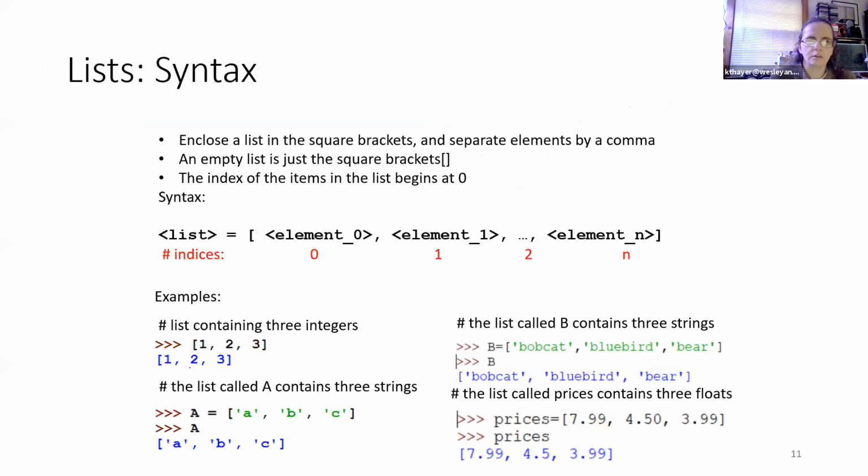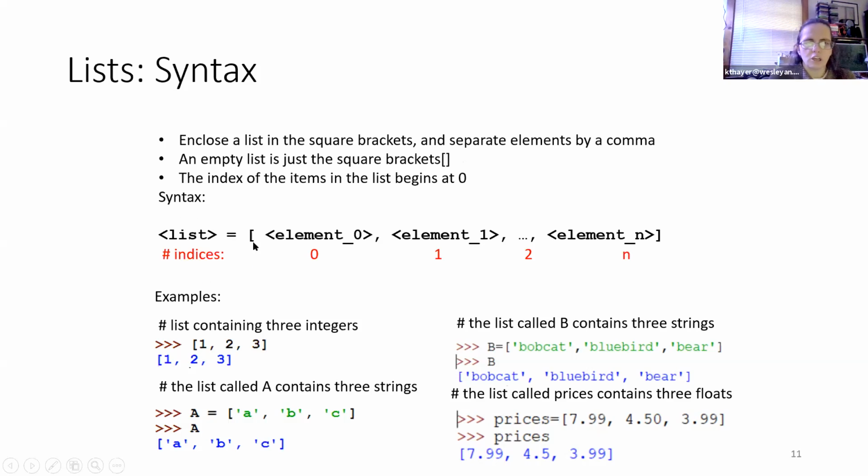So let's get a little bit into the syntax here. First, we enclose a list in square brackets, as you've noticed in the examples we've seen so far today, and separate the elements by a comma. An empty list is just the square brackets. Just like we've had empty quotes and zeroing things out: an integer having nothing in it is 0, a string having nothing in it is the empty quotes, and an empty list is the square brackets. The index of the items in the list is going to begin at 0, just like it does when we index strings.